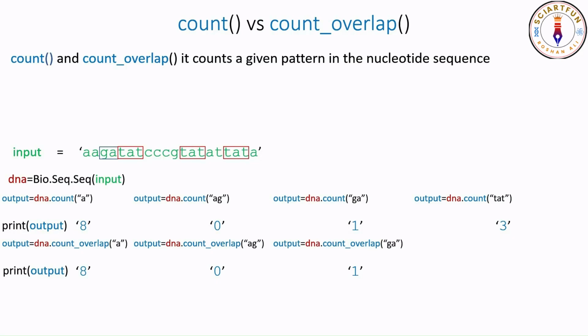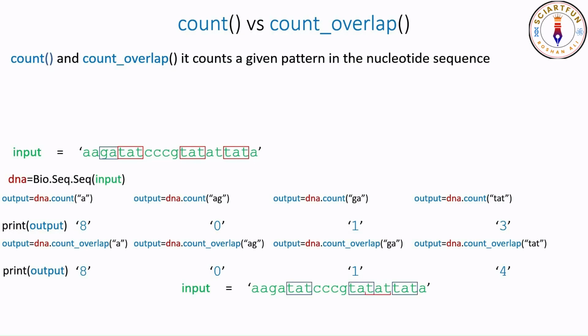Let's count the pattern T, A, T. This time the result is different. We got 4. Let's count: 1, 2, 3, 4. This is the same input sequence, but this time it counts 4, because there is one additional overlapping T, A, T in the sequence.